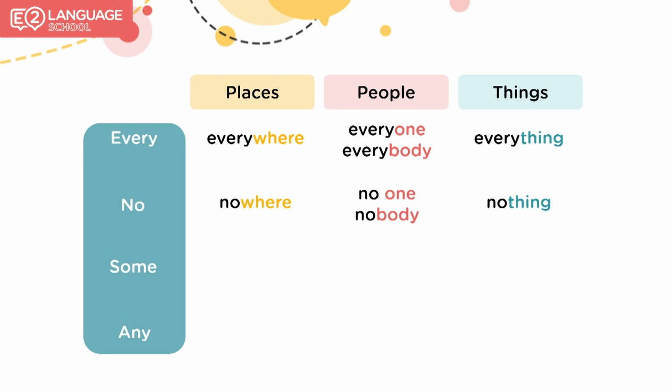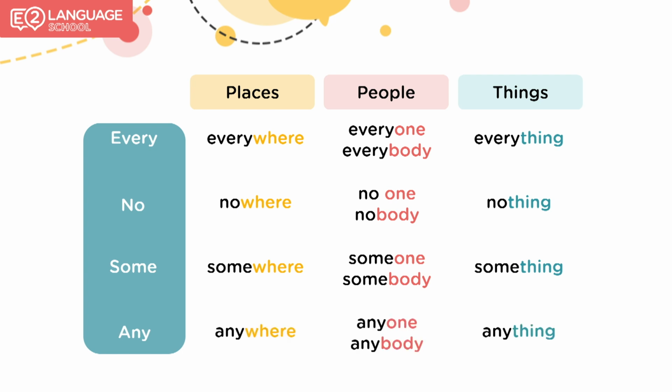Nowhere, no one, nobody, and nothing. Now, interestingly, with pronunciation, for places and people, we say nowhere, no one, nobody. But for things, the word stress is on thing. So we say nothing, like that. Not no thing, nothing. Okay, some, somewhere, someone, somebody, something, and any, anywhere, anyone, anybody, anything.